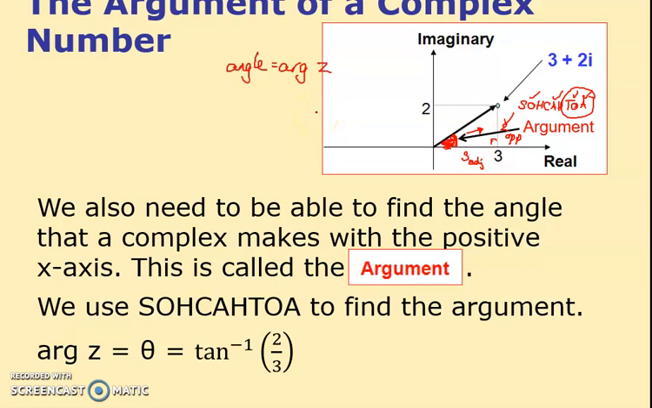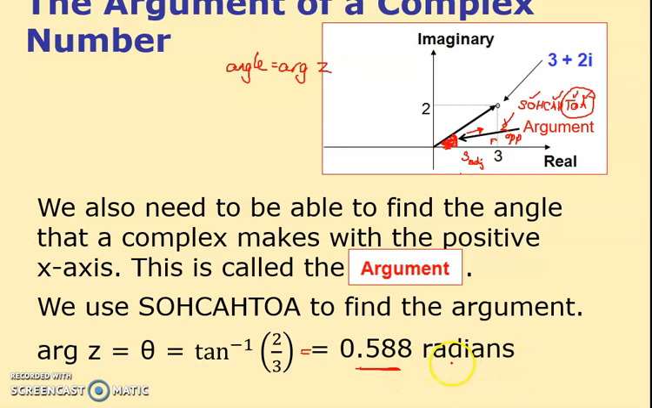So the argument arg z, which I've called theta here as well, is the inverse tan, because it's tangent here, inverse tan of the opposite over the adjacent, inverse tan of 2/3. And if you type that into your calculator, when I just did it, I got 0.588 radians. Now, in terms of angles, what is that in degrees? That's about 33-ish, 34-ish. So sometimes they let you off in the exams and you can do it in degrees, but very often they want radians.